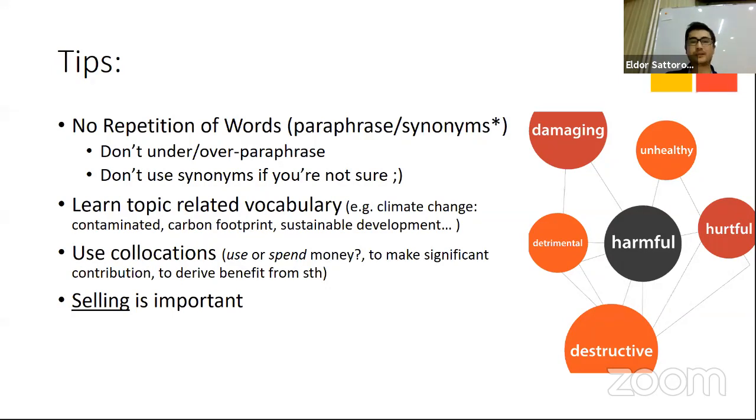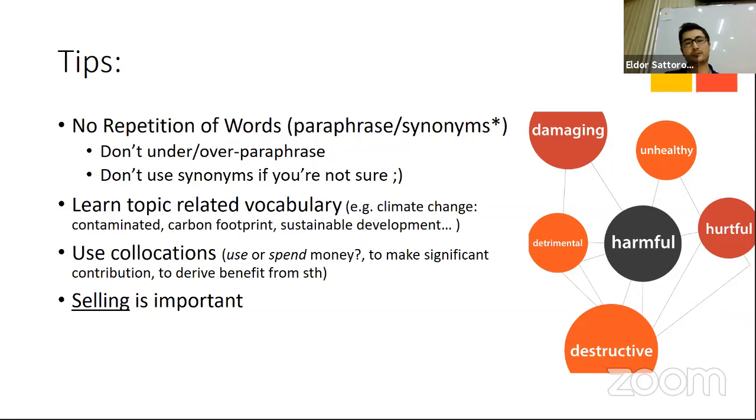Okay, learning topic-related vocabulary is very important as well. Your basic level of English, like your daily English, is not enough. Yeah, not sufficient for getting a high mark in IELTS. So you really have to go further than your daily language. You go into more academic, topic-related vocabulary.